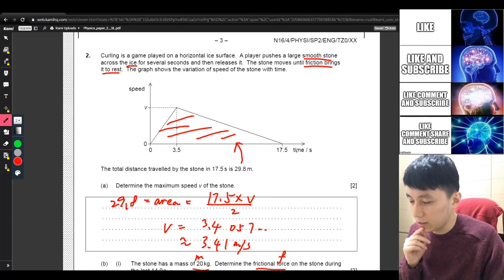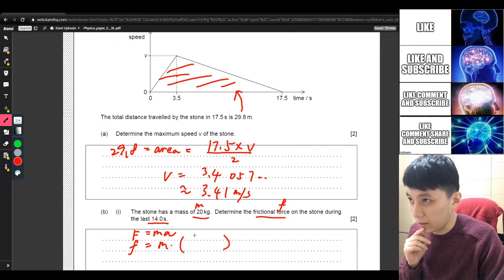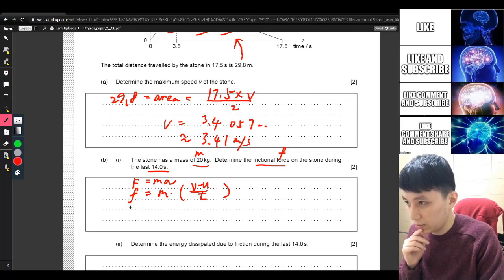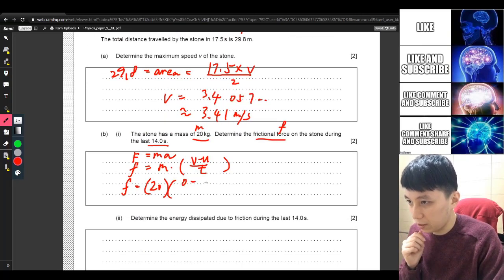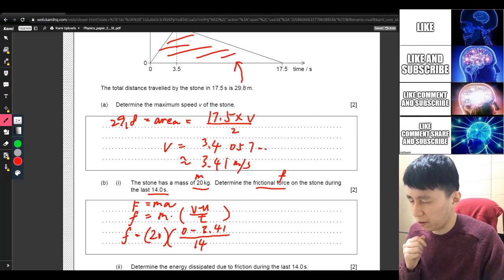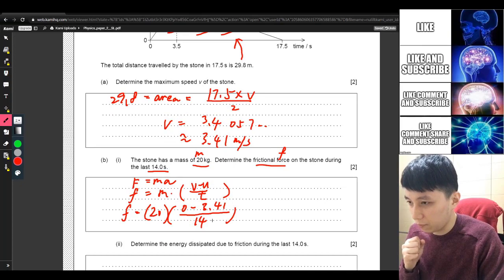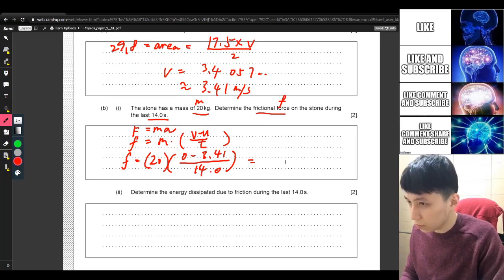So that is obviously you can calculate by v minus u over t, right? And so the friction equals 20. v is 0, u was the one that we calculated, so 3.41. I hope that was correct. And then the time they actually told you is 14, right? Or you can calculate 17.5 minus 3.5. That's 14.0. Yeah, I think that's probably the easiest way to calculate. So that will be negative 4.87, taking 3 sig fig.